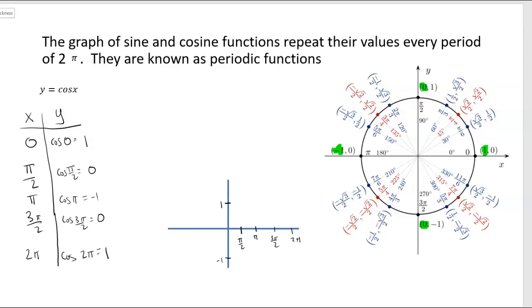Okay, so again, I'm going to plot my points. So 0, 1, that's up there. Pi over 2, comma 0, that's right there. You don't need to write down that these are the points that you're plotting if you understand where they're coming from your table. 3 pi over 2, comma 0. It's right there. And then last but not least, 2 pi, comma 1. So right back up there.